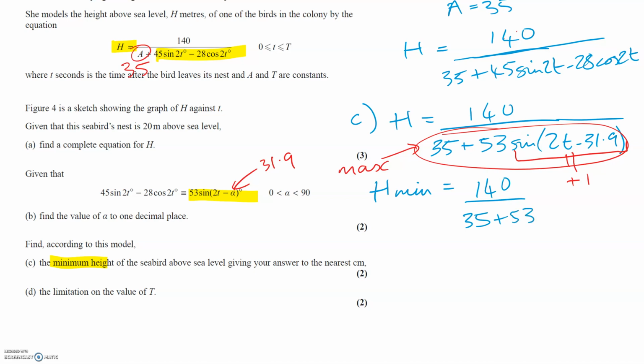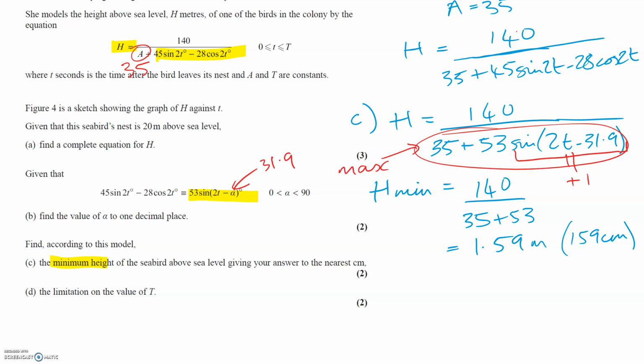And you just type that into your calculator, you work that out to be, I got 1.59 to the nearest centimetre. You could write it as 159 centimetres, but you don't have to. You can leave it in metres, but to 2 decimal places.